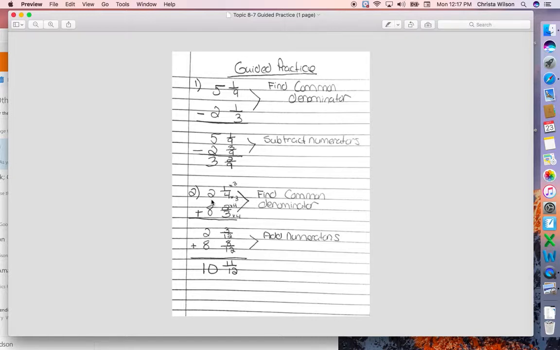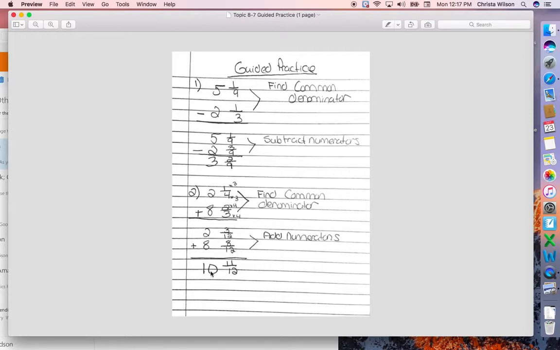I bring down my whole numbers, the 2 and the 8, because I'm not going to change them. Then I have 3/12 and 8/12. When I did the butterfly method, I multiplied 4 times 3 to get 12, 3 times 1 to get 3. And then down here, 3 times 4 to get 12, and then 2 times 4 to get 8.